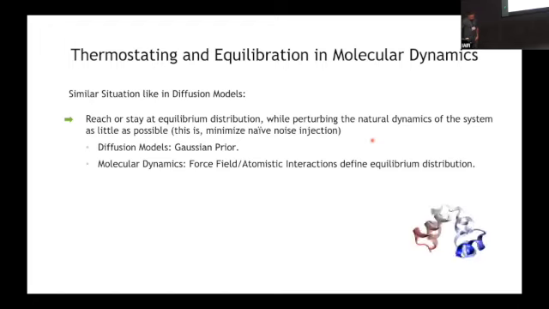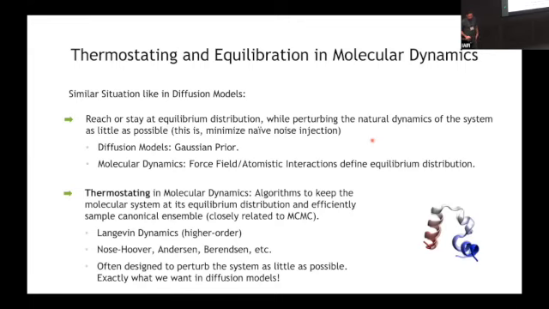And in molecular dynamics, one crucial part often is, on the one hand, you want to properly simulate your canonical ensemble, but you don't want to mess too much with the true underlying dynamics of the system, which is actually kind of what we're looking for, right? You don't want to just naively inject noise. So in MD, people came up with all kinds of techniques. This is known as thermostating. Thermostats in molecular dynamics are algorithms that keep your molecular system at its equilibrium distribution and efficiently sample this canonical ensemble.